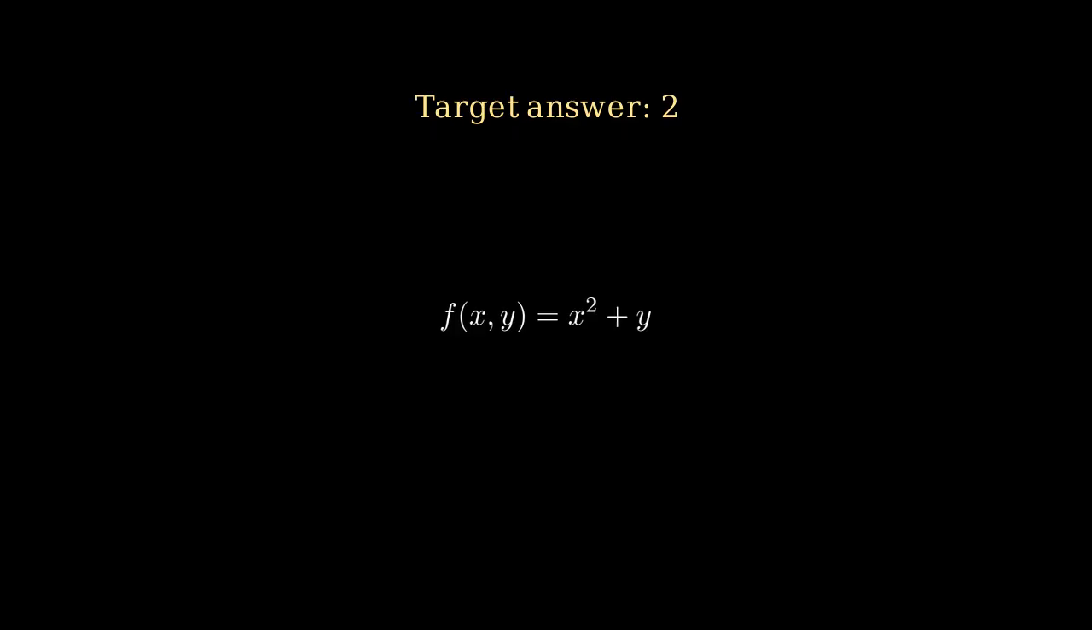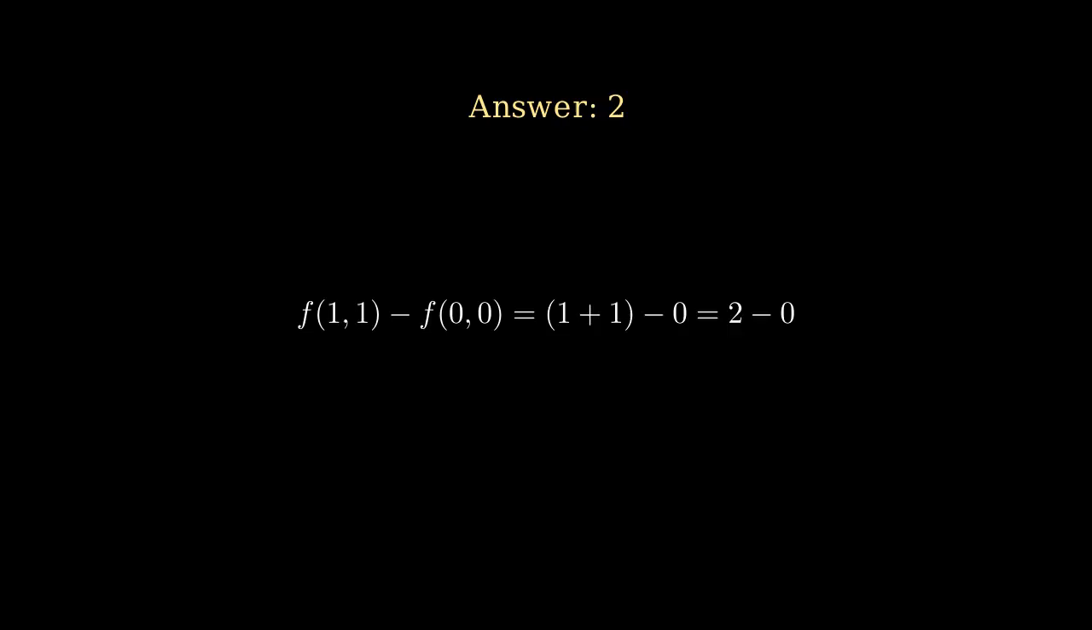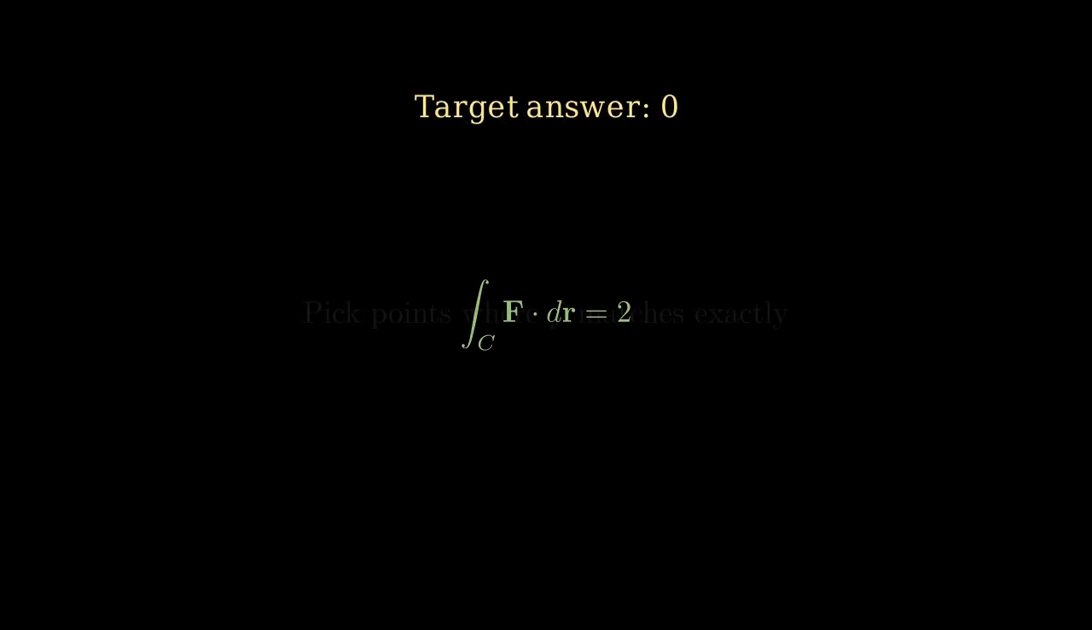Part A, target answer of 2. Pick a starting point where f is convenient. Say (0, 0), so f equals 0. Pick an ending point where f is exactly 2 more. Say (1, 1), so f equals 1 squared plus 1, which is 2. Then f(1, 1) minus f(0, 0) equals 2 minus 0. Answer: 2.